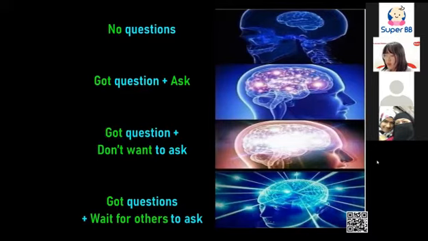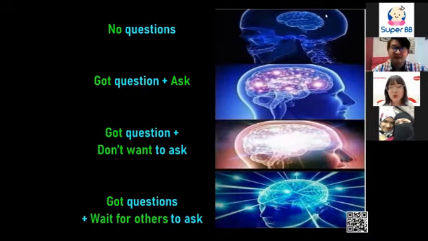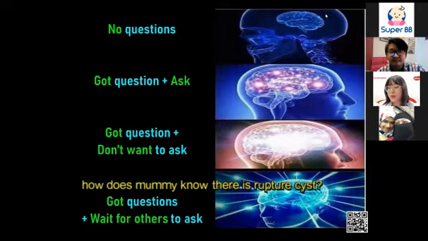So the first one is, in the presentation you mentioned that when a fibroid ruptures, there will be bleeding. No, not fibroid, cyst rupture. When a cyst ruptures, there will be bleeding. So in this case, how will the mummies know if there has been a ruptured cyst? Will the blood come out like a period, or will there be some other kinds of symptoms?